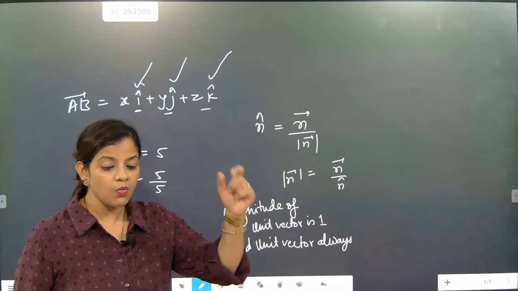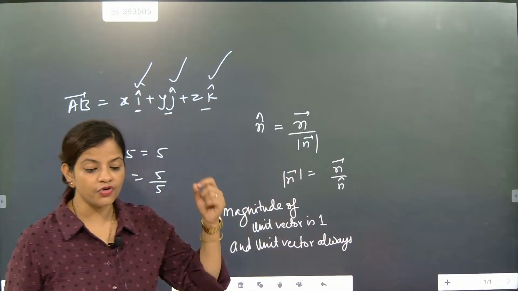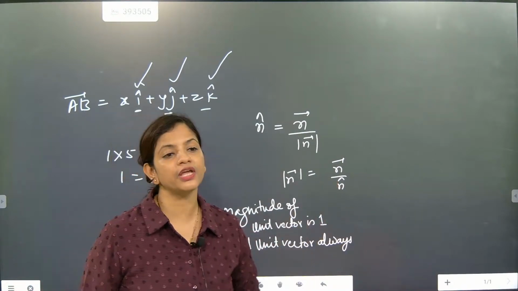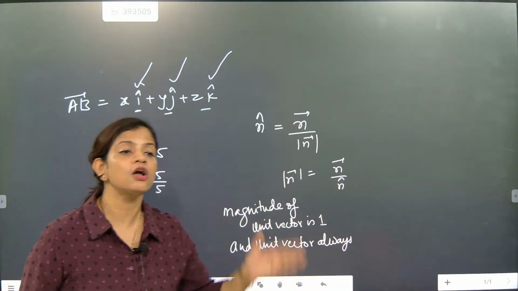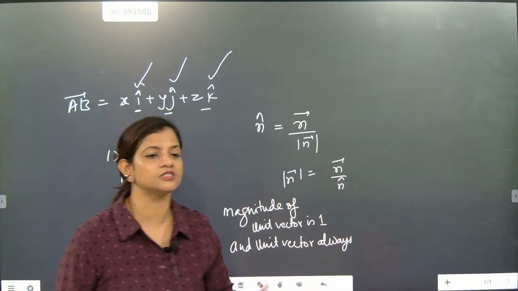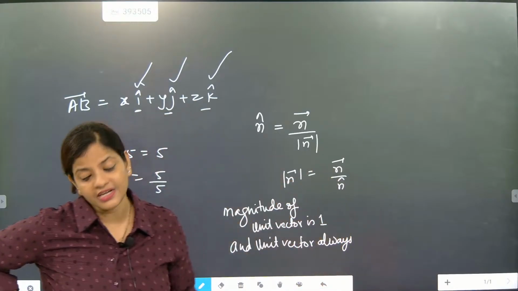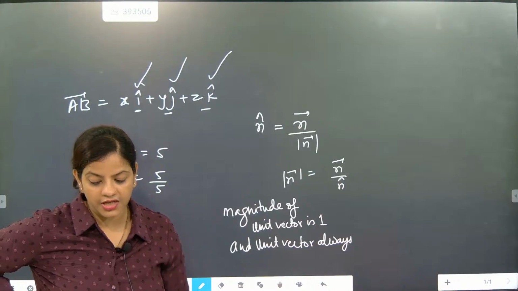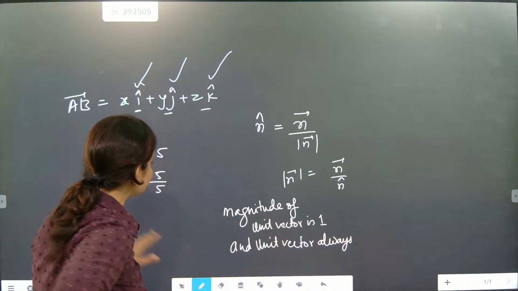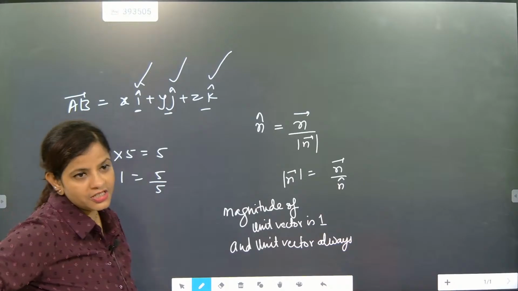For y, what we have done, Smriti? For y, when we are putting j cap, that means it is giving direction along the y-axis. And z means it is giving direction along the z-axis. So now we are implementing direction in all the three parts. I hope you might have understood this one. Thank you, Smriti. So did you get this part or not?